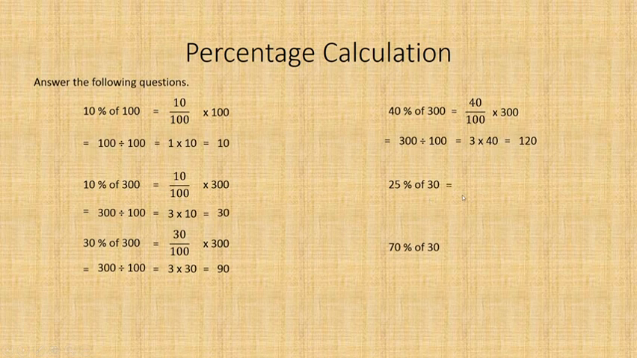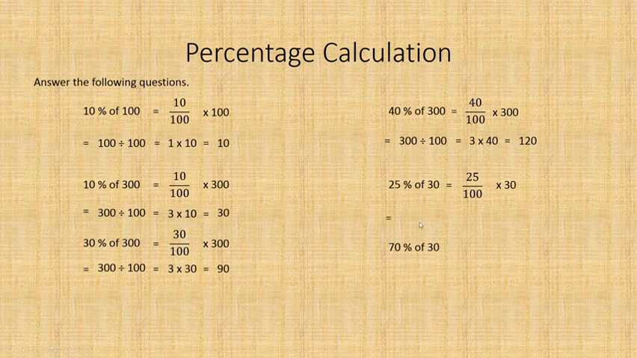The same thing every time, by the way. I'm not changing the method. So 25 over 100 times that number here, 30. So I'm doing it here. This question is a little bit not complicated, but you had it before. You understand what I mean when I just divide 30 by 100.